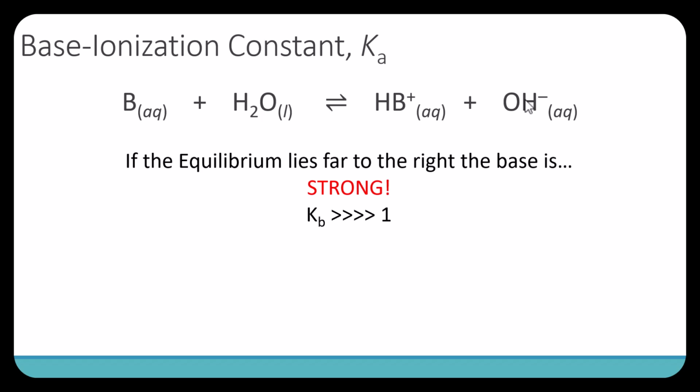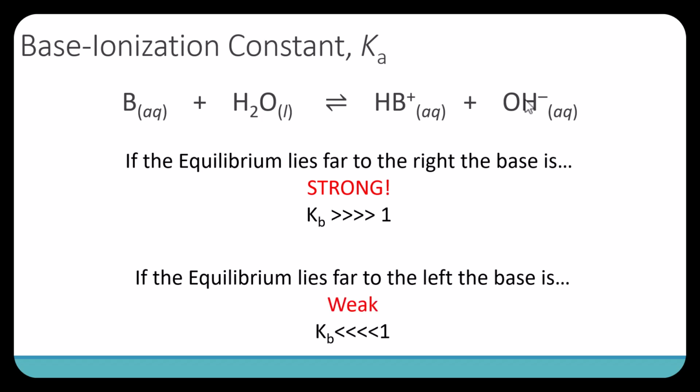We can have the same conversation about Kb values. So if Kb values are significantly larger than 1, that would indicate to us that it is a strong base. So most of it dissociates to the product side. And if the Kb value is significantly less than 1, that would also indicate to us that it is a weak base, that there is some dissociation, not a lot. So that would indicate that it's a weak base, partial dissociation.